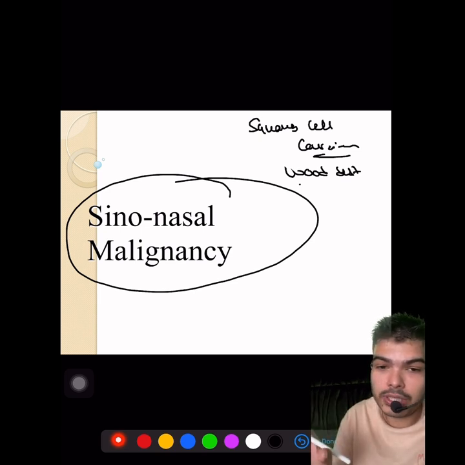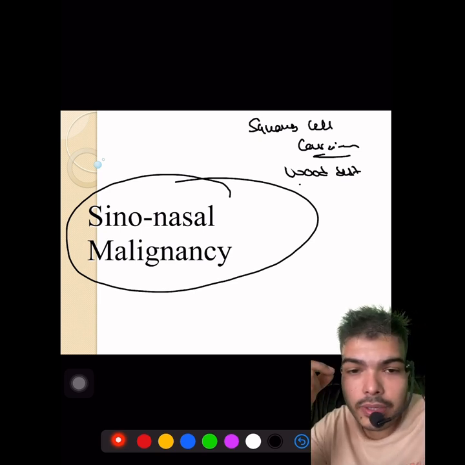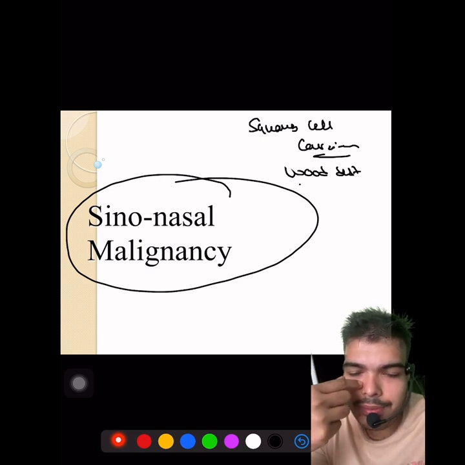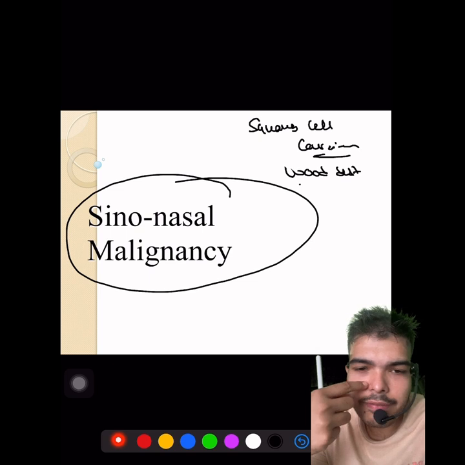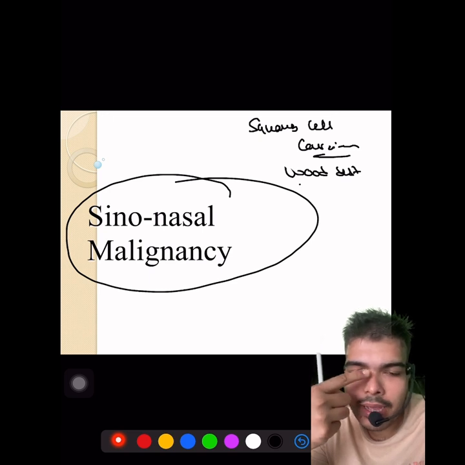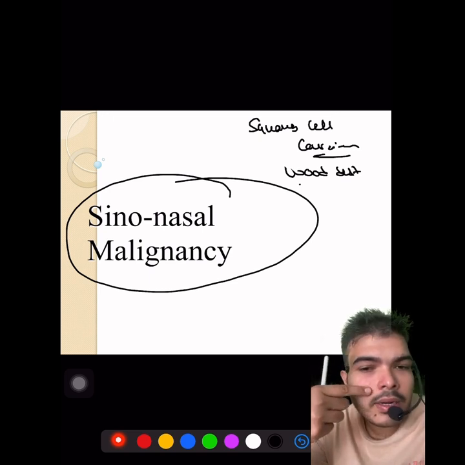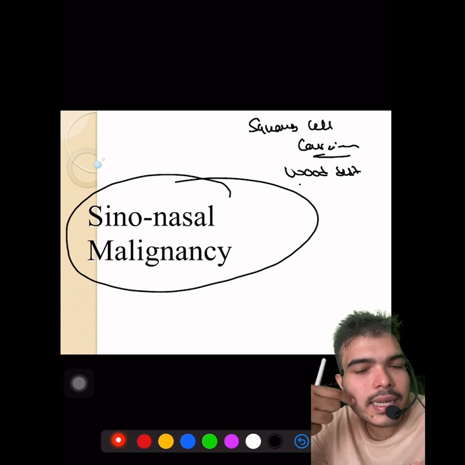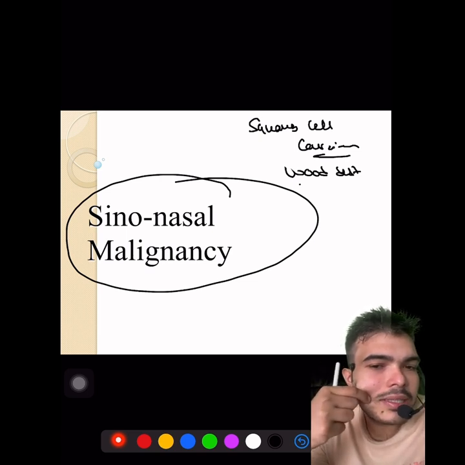What are the presentations? Remember, if you know the location of the sinus, it will be very easy for you to understand. The most commonly affected is the maxillary sinus. Above the sinus, what do you have? This is your eyes. Medial to the sinus, what do you have? You have your nose, right? Lateral to the sinus, what do you have? This is your cheek.